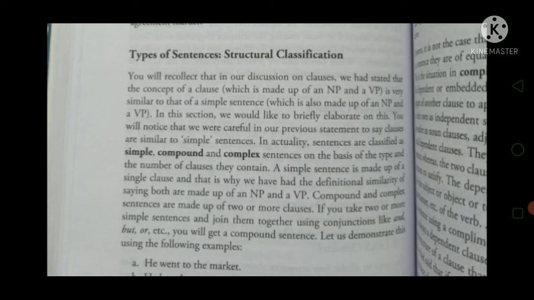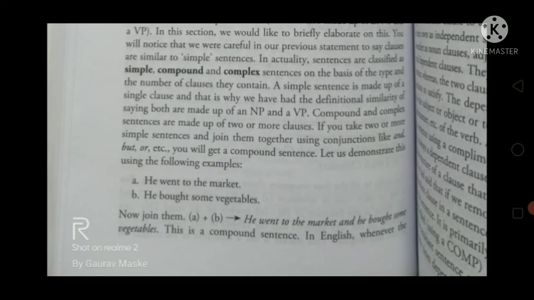Compound and complex sentences are made up of two or more clauses. If you take two or more clauses joined by and, but, etc., you will get a compound sentence. Let us demonstrate this using the following example. He went to the market. He bought some vegetables. Now joining them, A plus B: He went to the market and bought some vegetables.